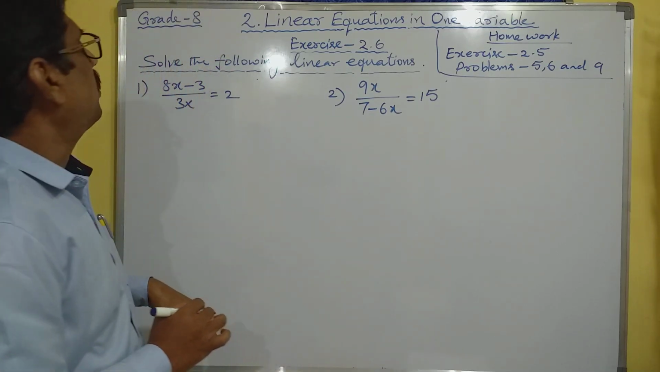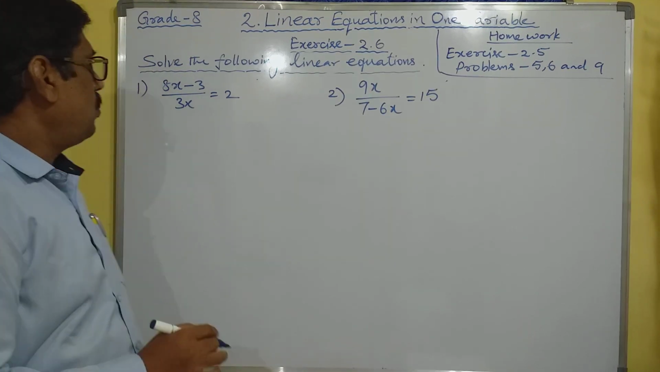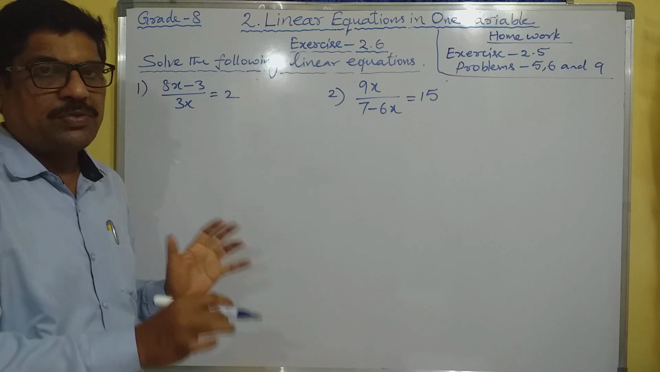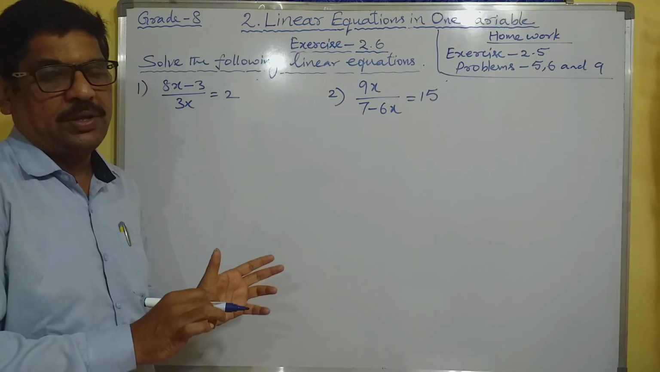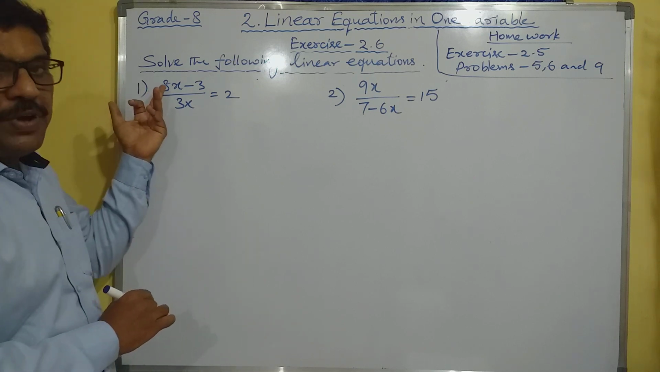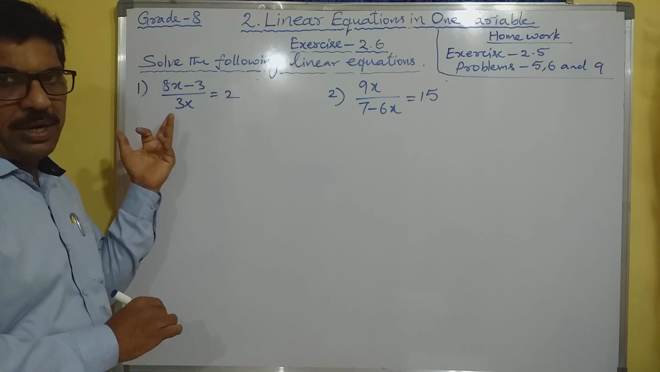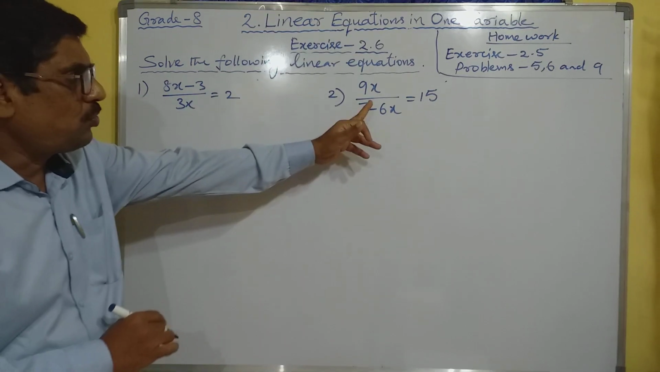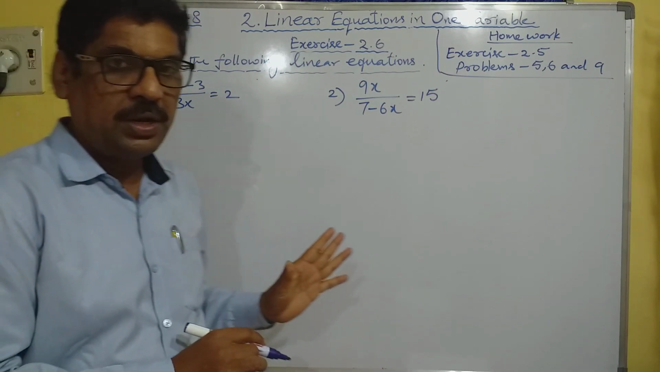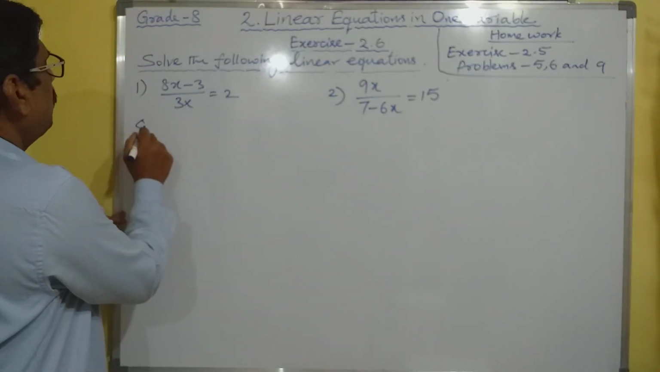Look at the first problem. Solve the following linear equations. Now, here the linear equations are in different form. So, before we solve, we have to simplify, and then we have to solve them. Look at this. Here the variable is present in both the numerator and the denominator. These two problems are in that model only. So, the variable is present in both the numerator and denominator of a fraction. Now, how to simplify? Look at this.